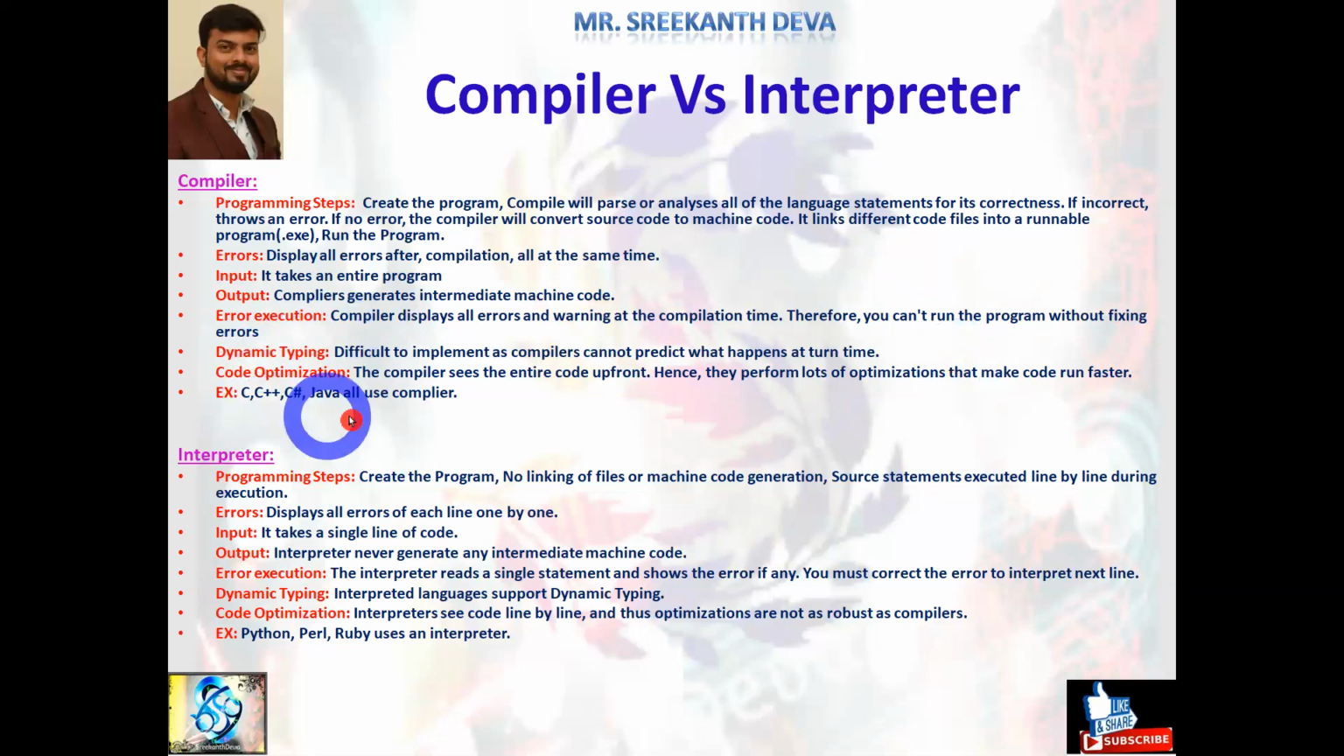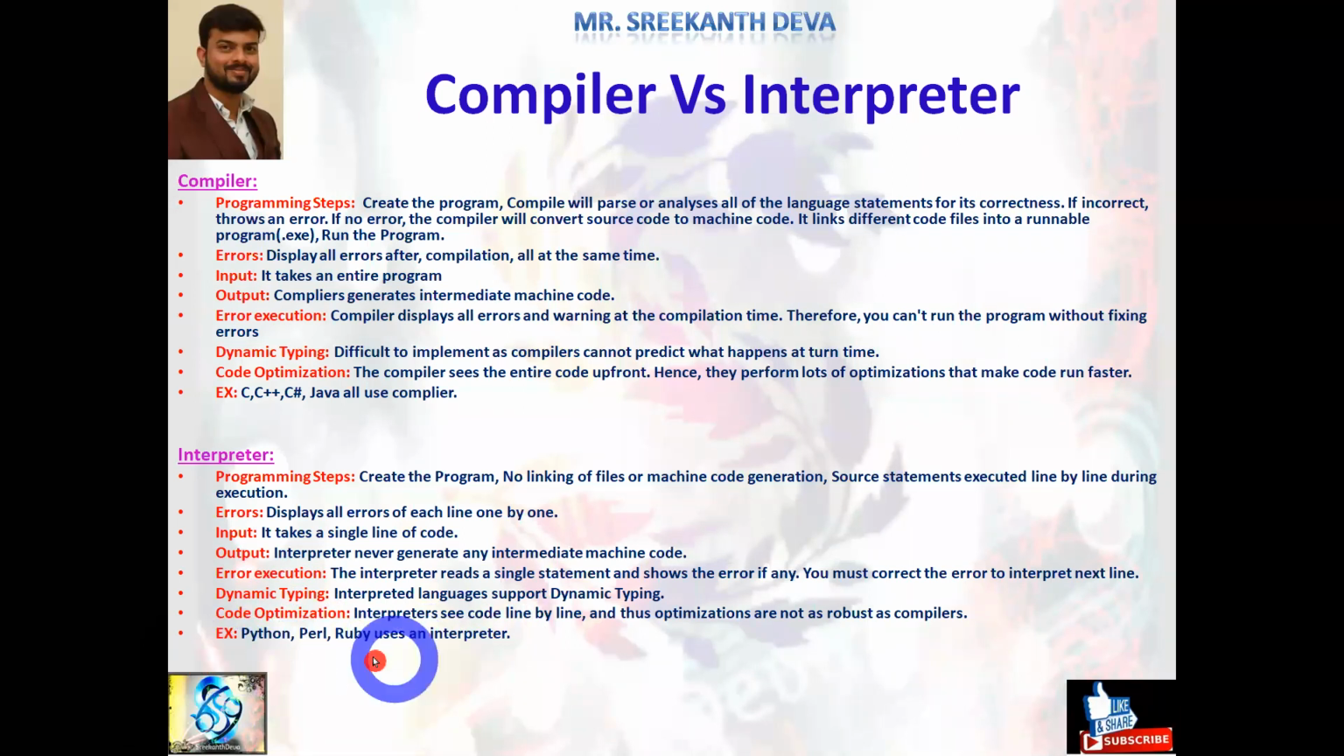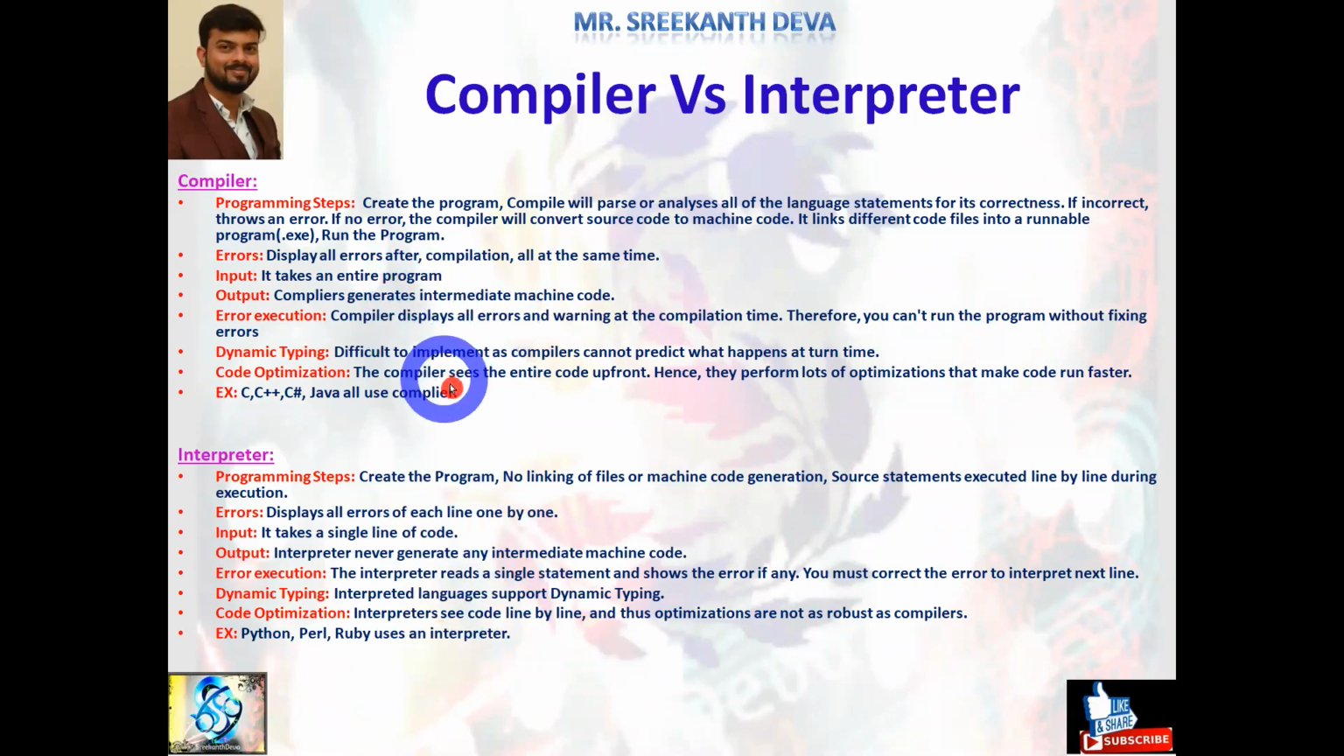What are the best suited languages for compilers? C, C++, C sharp, Java. These are all compiler based languages. But coming to interpreters, languages like Python, Perl, Ruby use only an interpreter. There are no compilers here. So these are the programming level differences between a compiler and an interpreter.